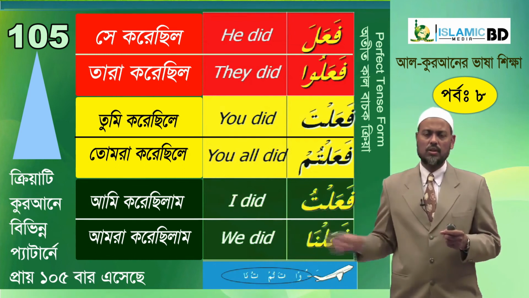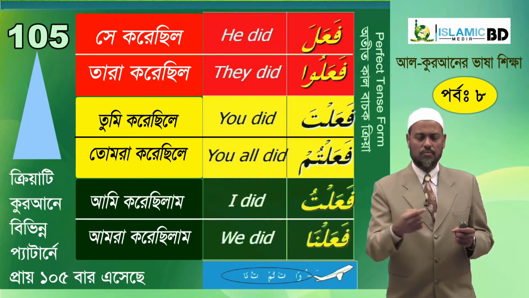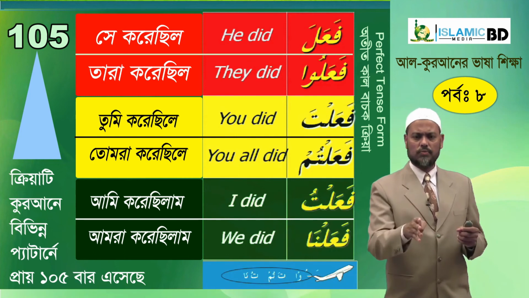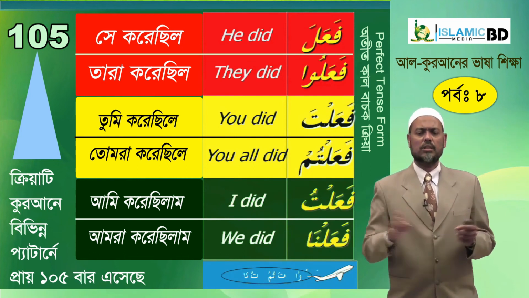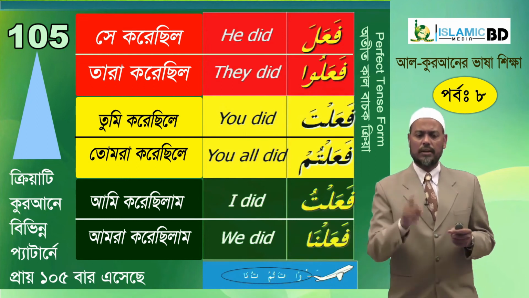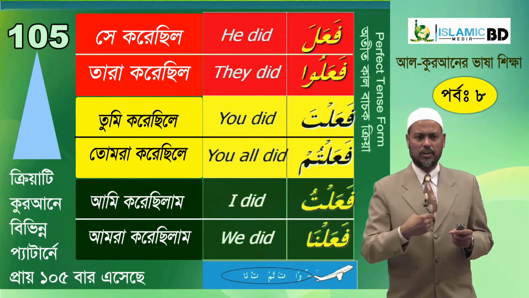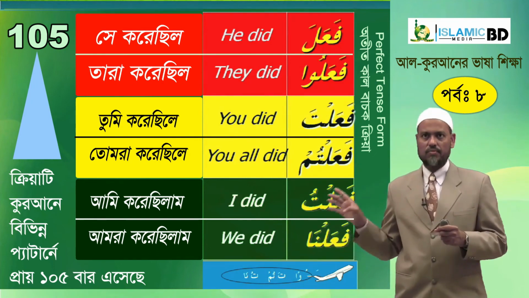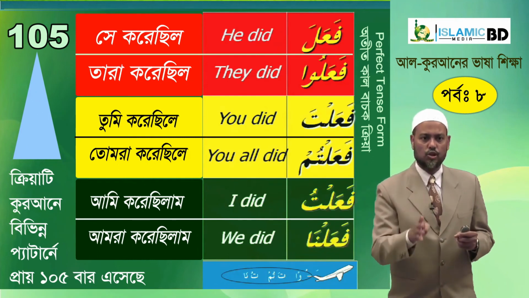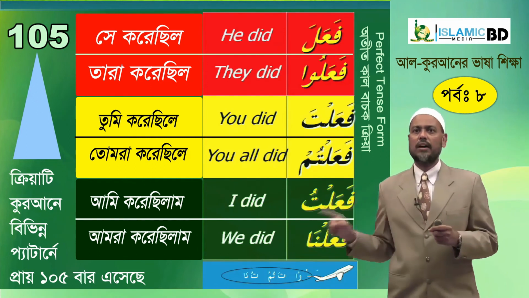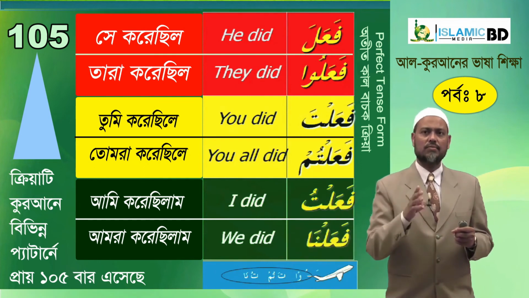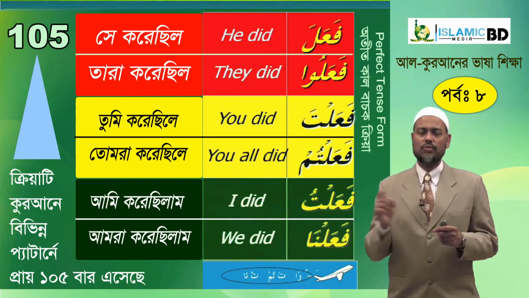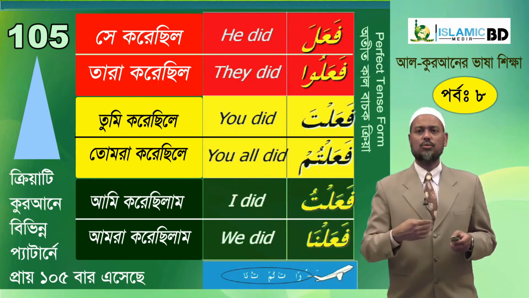Fa'ala, fa'alu, fa'alta, fa'altum, fa'altu, fa'alna. Last time. Can you repeat after me slowly? Fa'ala, fa'alu, fa'alta, fa'altum, fa'altu, fa'alna.